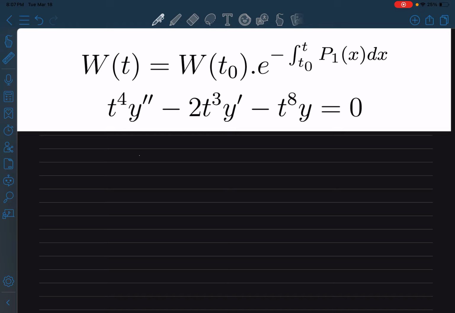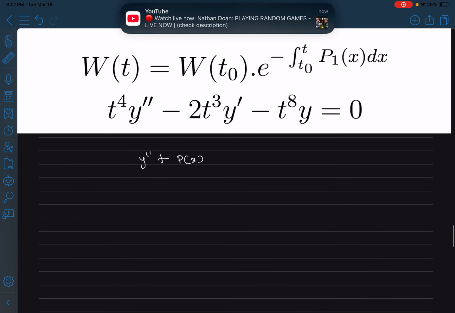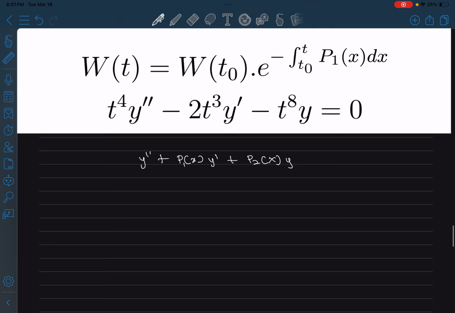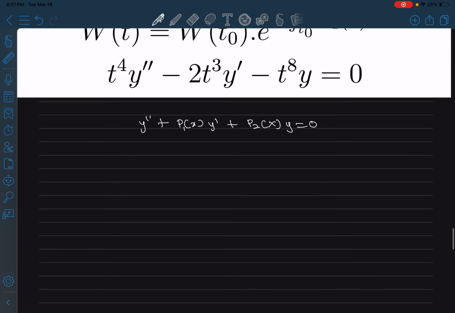So basically, let's say we have this homogeneous second order differential equation. Let's say this is y double prime plus p1 of x y prime plus p2 of x y equals 0. We know that since it's a second order differential equation, it will have two solutions, right? Let the first solution be y1 and the second solution be y2.